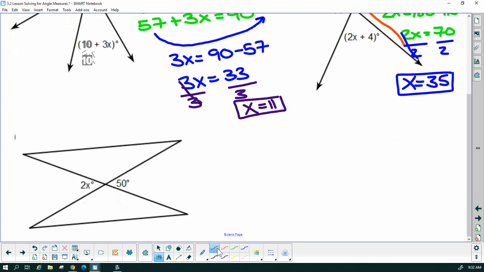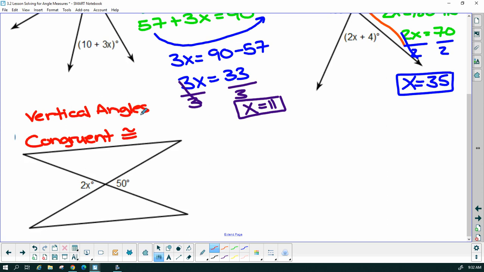And my last type of angle, here I have vertical angles. They're across from each other. Vertical angles are congruent. I'm just going to keep writing the word and the symbol because we are going to use congruent a lot the rest of the year. Congruent means that they're equal.